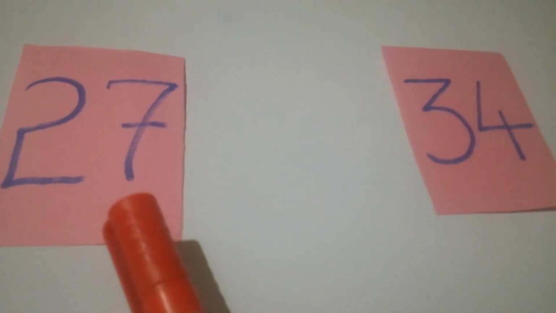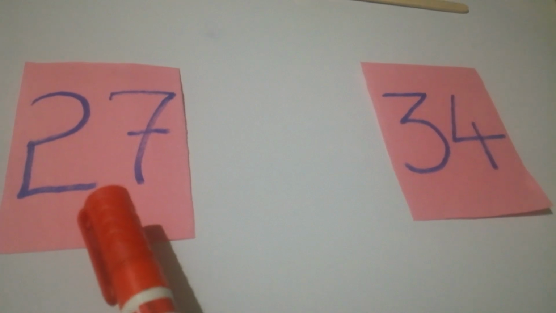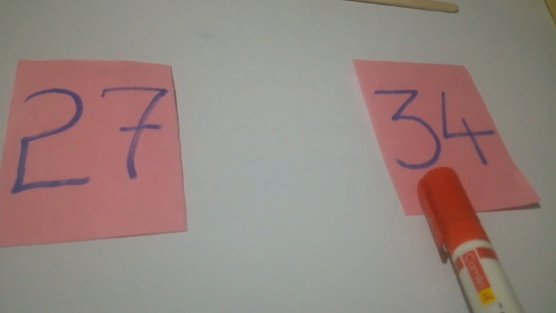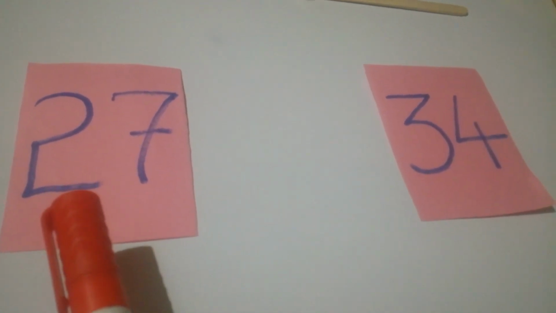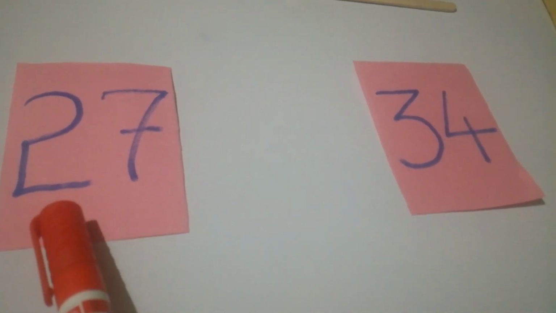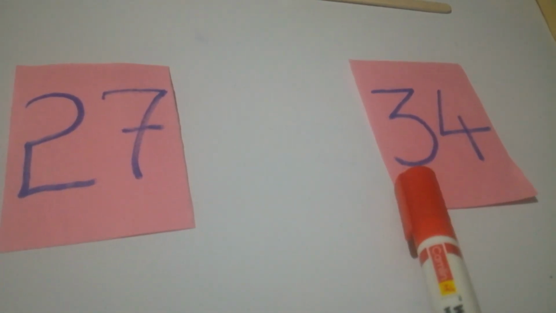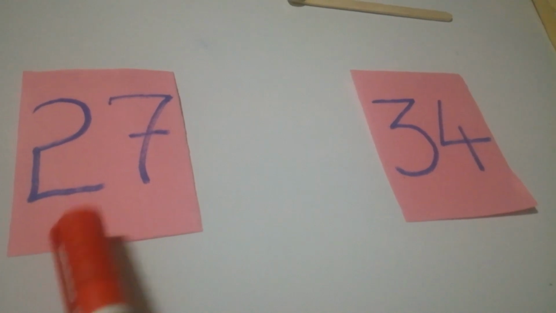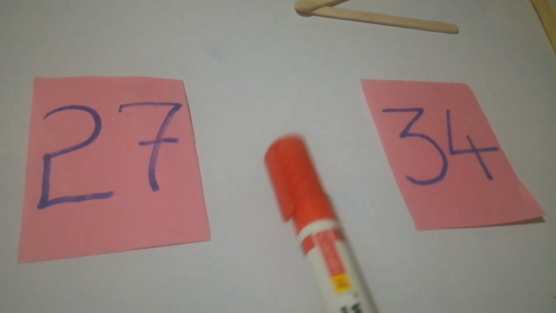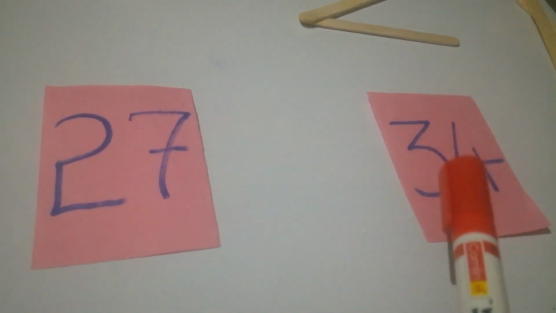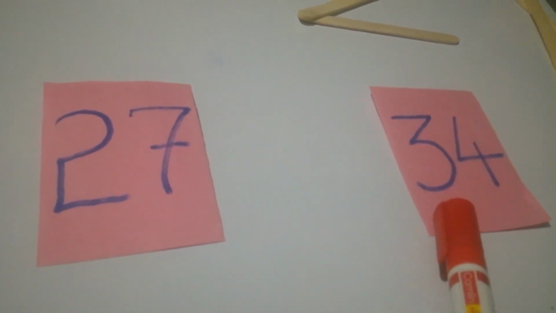Now if you see here, we have 27 and here we have 34. So first compare the digits in the tens place. In the tens place what we have? Here we have 2 and here we have 3. So 2 is smaller than 3. Now what symbol should be placed in between these two numbers? As 2 is smaller than 3, it means 27 is less than 34.